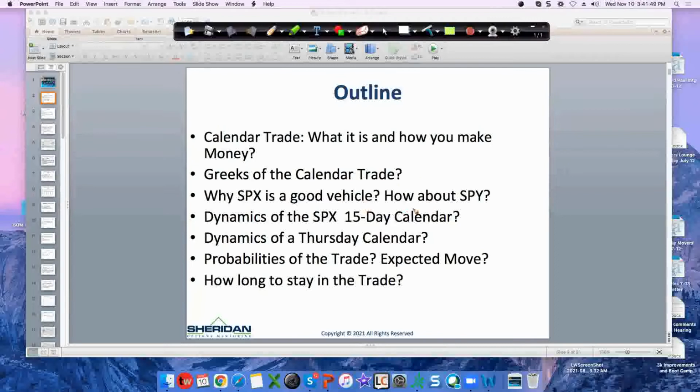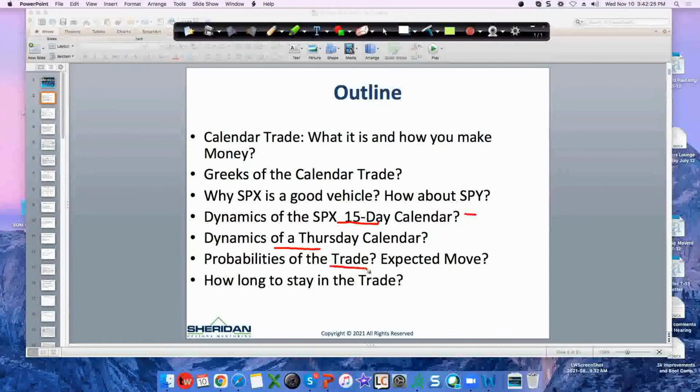Why is SPX a good vehicle? How about SPY? Is that okay? Why do we use SPX versus some of the other vehicles? What are the dynamics of a 15-day calendar? I mean, technically you could do a 15-day calendar on a Monday or a Tuesday. Why do we like Thursday better than other days? There are two separate issues. One is that a 15-day calendar has some unique things that make it attractive. But I think putting it on Thursday makes it a little more attractive, which we'll get into.